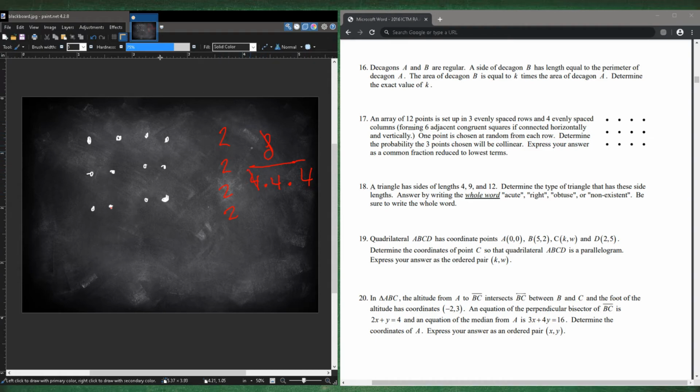So 4 divided by 4, there's a 2 on top. So divide by 2 here, that's 2 on bottom. So 4 times 2 is 8. So that means our probability is 1/8. And that's basically it. Okay.